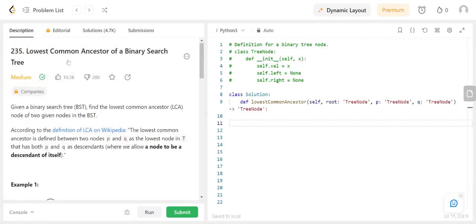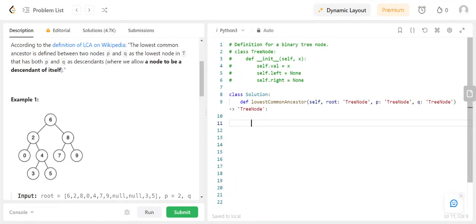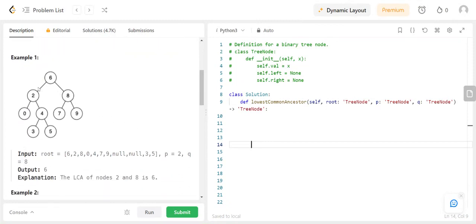Alright, so let's do LeetCode problem 235, lowest common ancestor of a binary search tree. So basically what it's asking is, given tree nodes P and Q, find its lowest common ancestor. So let's look at an example.